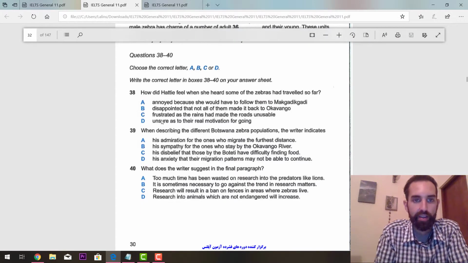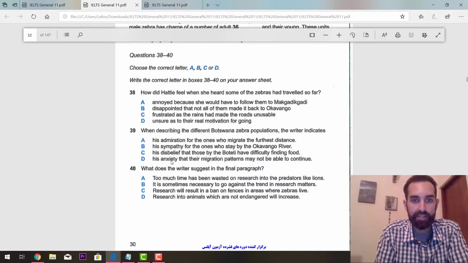Now, 39. When describing the different Botswana zebra populations, the writer indicates A, his admiration for the ones who migrate the furthest distance, B, his sympathy for the ones who stay by the Okavango River. Admiration is possible. B, sympathy. I don't believe he ever mentioned sympathy. C, his disbelief that those by the Boteti have difficulty finding food. No, he never mentioned disbelief.